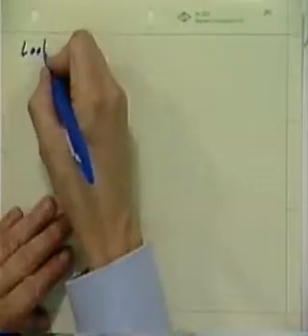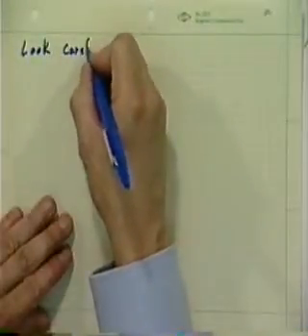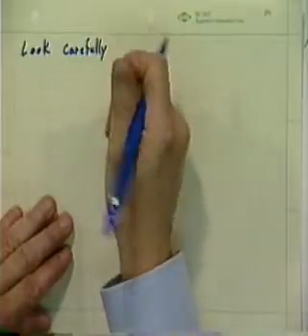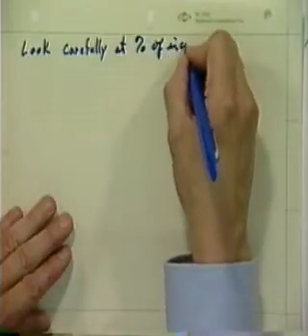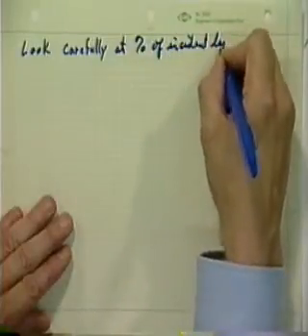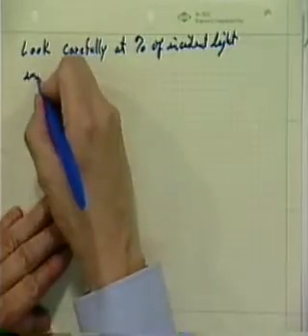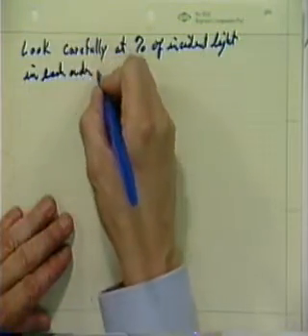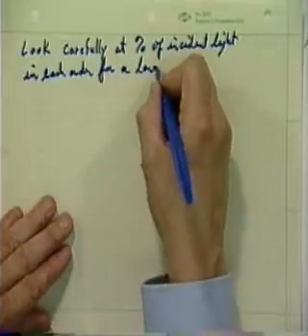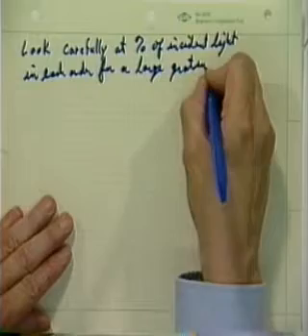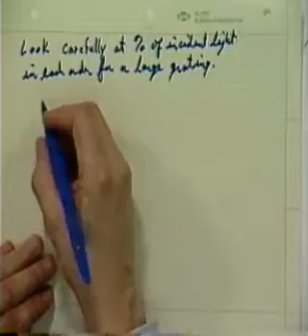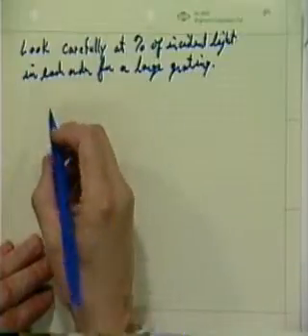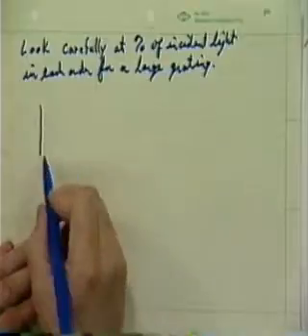So what we're going to do here is look carefully at the percent of incident light in each order for a large grating. So we're going to let n become very large here. And we've been looking at these so-called binary gratings. So let's look at that first, and then we'll go to other types of gratings.